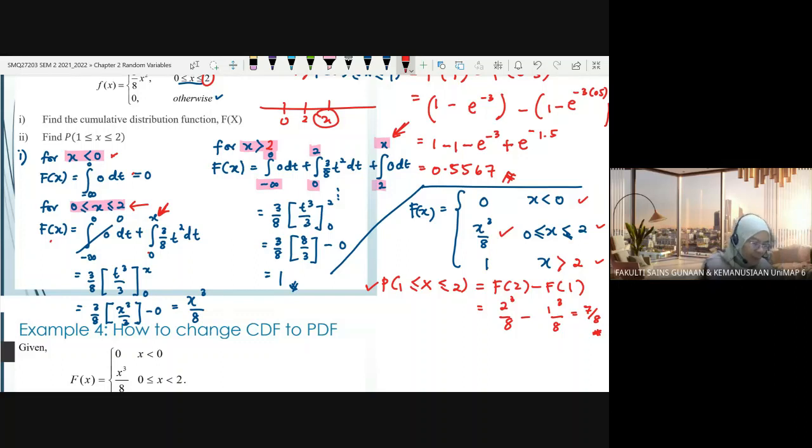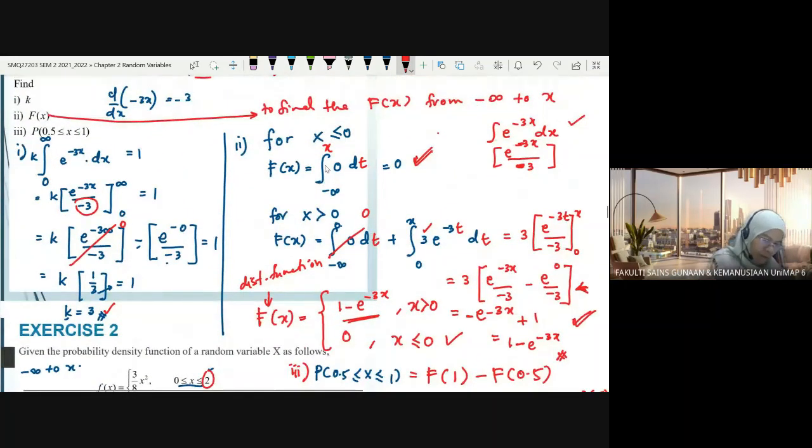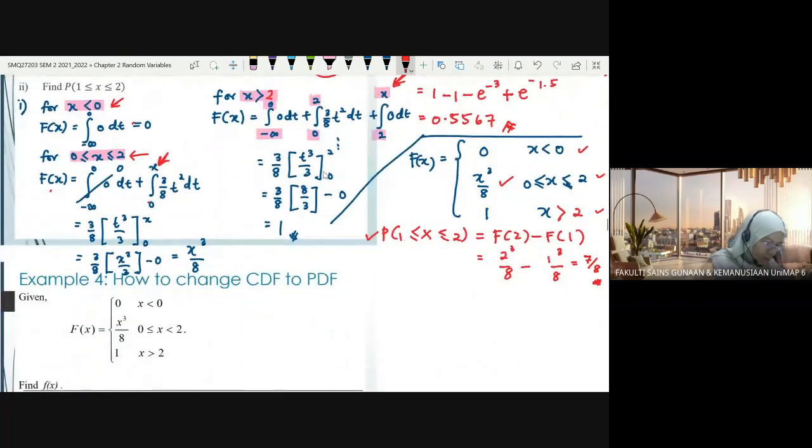Here also, the first one begins from x, 0 until x. I believe this one is also from 0 until x. But since we are talking about integration of 0, it will just be 0, so don't bother.